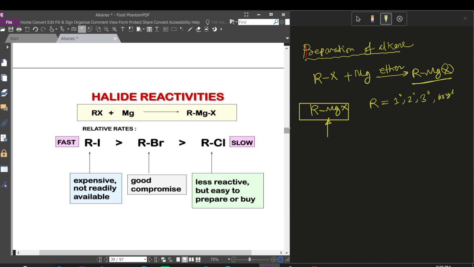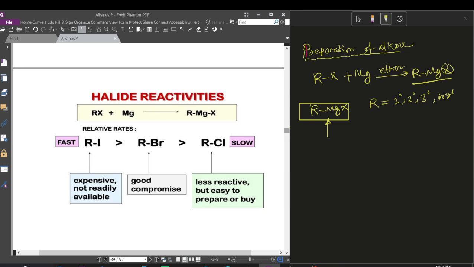In this halide group, we can't use fluorine, because fluorine is highly reactive, so it will create a violent reaction like a bomb. So we won't use fluorine for any reactions because of its high reactivity. So we generally use chlorine, bromine, iodine.